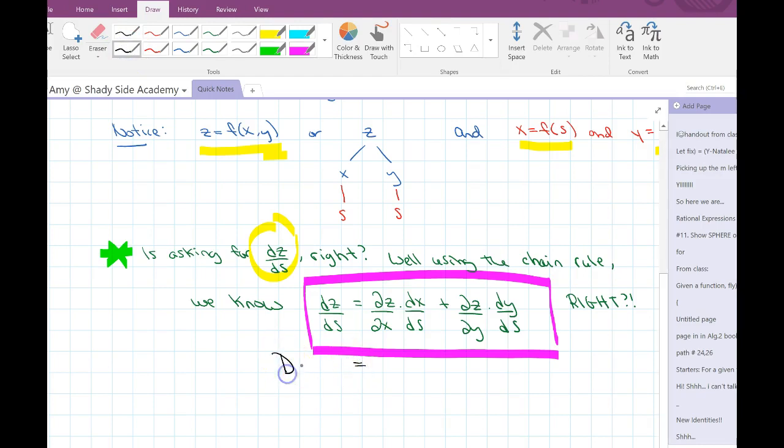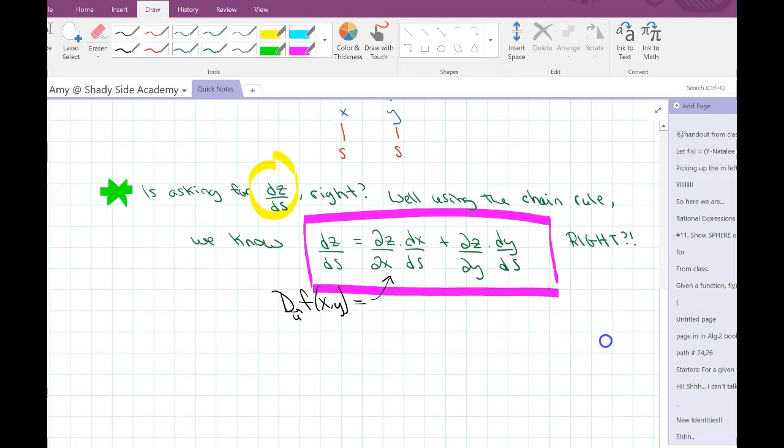the directional derivative of f in the direction of u, at some point x comma y. This is describing the exact same thing. Now, once I have dz by ds written this way, here's where we're going to pull some magic.